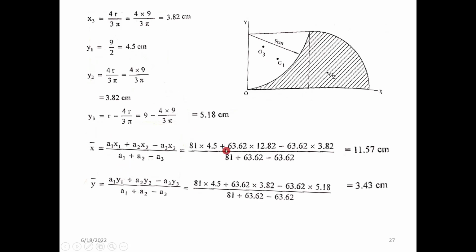Note that in the x bar expression the terms will come with a minus. That is, A1 x1 for the rectangle, minus A2 x2 for this sector, minus A3 x3, and also in the denominator minus A2 minus A3. That will give you the x bar and y bar.